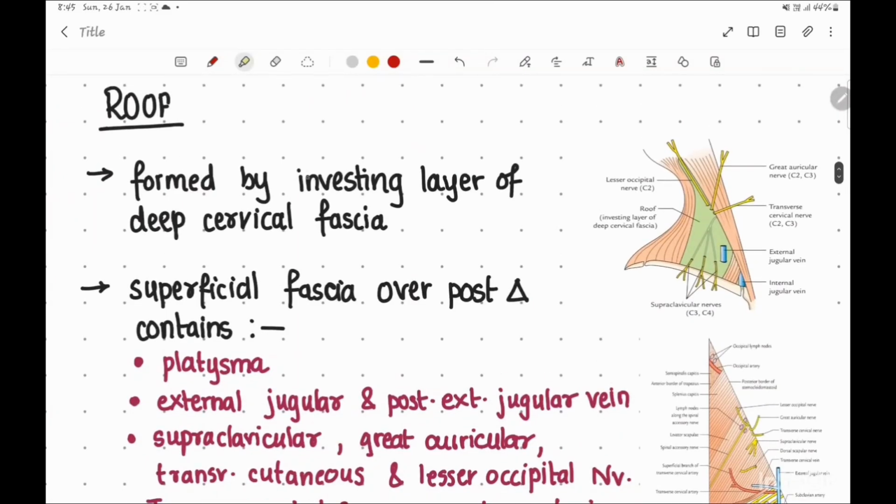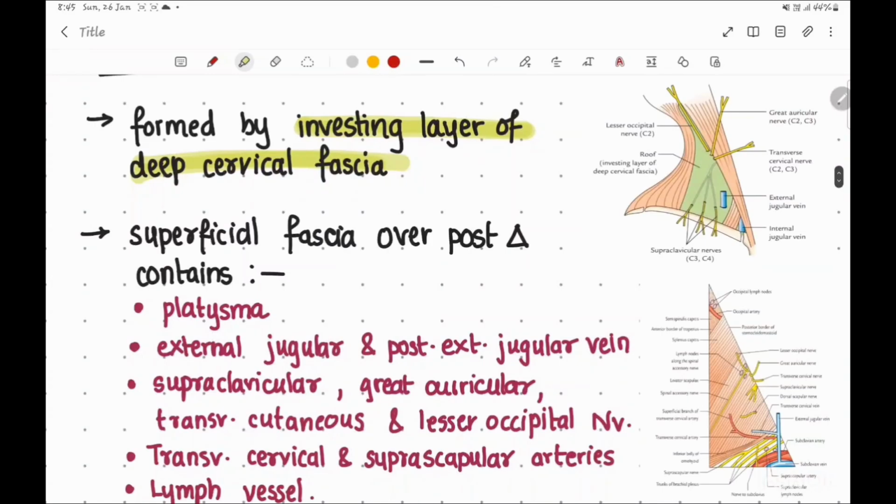Let us then talk about the roof. Roof is formed by investing layer of deep cervical fascia. Whenever we talk about any part in the body, we have to dissect a part in the body. We'll first remove the skin. There will be superficial fascia, there will be deep fascia. Similarly, in this triangle, the roof is formed by what? By investing layer of deep cervical fascia.